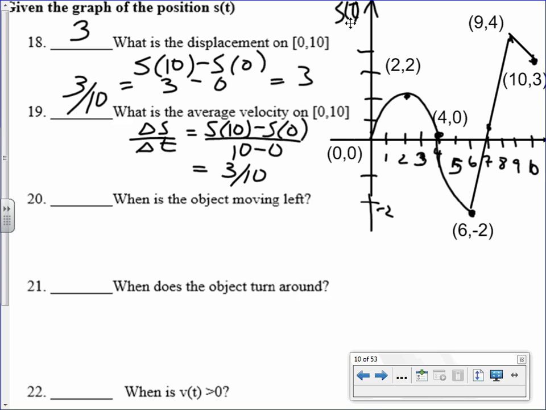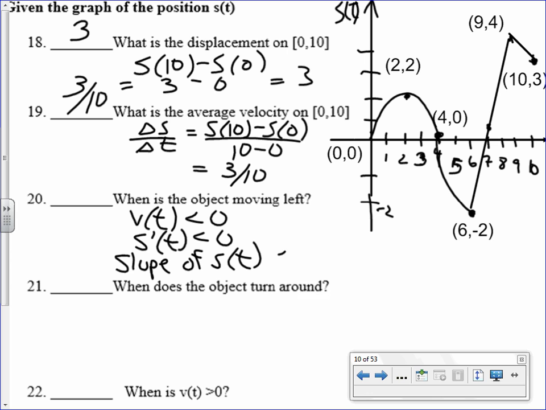When is the object moving left? So first write down your basic truth. An object's moving left when the velocity is negative. Now relate that back to what you're looking at. You're looking at position. Velocity is the derivative of position. So you want to know where the derivative is negative, and the derivative is the slope. The derivative of s is the slope of the graph of s of t. So you're really looking, where is the slope of the position graph negative? So the slope would be negative wherever it's decreasing, so from time 2 to time 6.